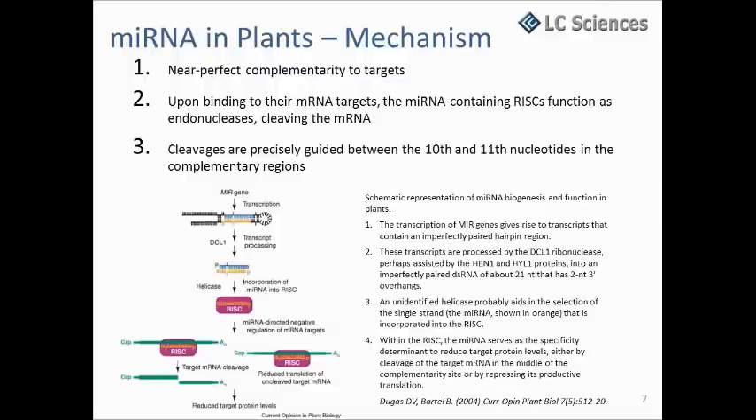For plants, the cleavage site is normally precisely guided between the 10th and 11th nucleotide in the complementary region. This 10th and 11th nucleotide position is based on the sequence of the microRNA. So based on this, we know exactly where the cleavage happens on the messenger RNA, and we can also trace the information back to the microRNAs.